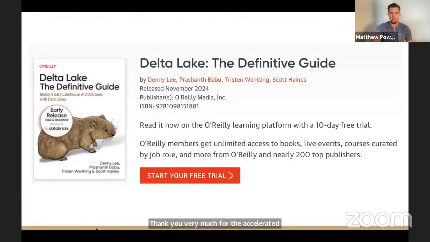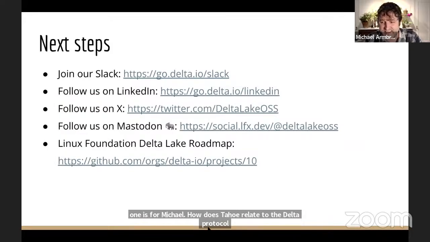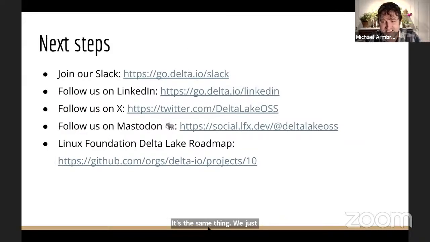How does Tahoe relate to the Delta protocol? It's the same thing. We just called it Tahoe originally, and then just decided that wasn't a great project name for it overall, and it became the Delta protocol. But literally just extensions to the Tahoe protocol became Delta. The basics of add file and remove file and metadata and checkpoints have all remained the same.